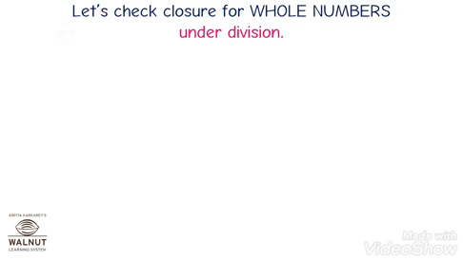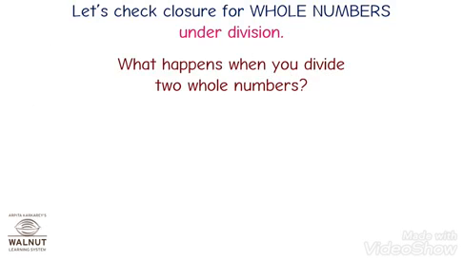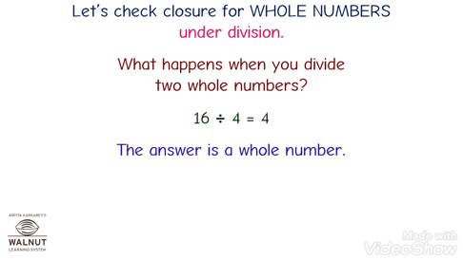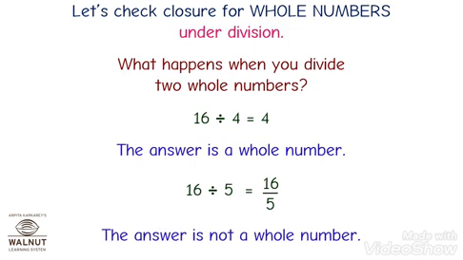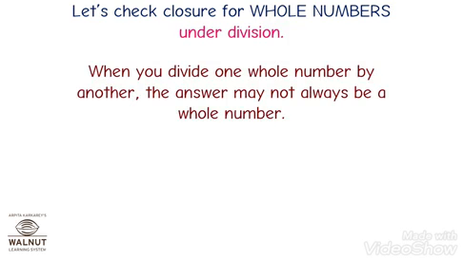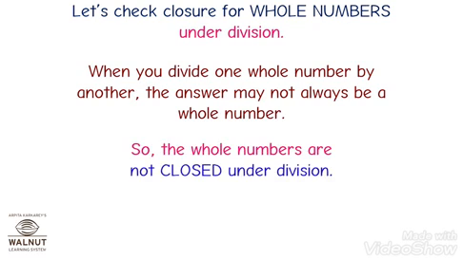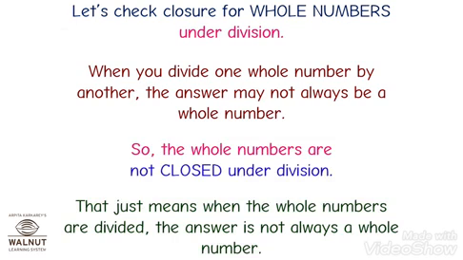Let's check closure for whole numbers under division. What happens when you divide two whole numbers? 16 divided by 4 is equal to 4. The answer is a whole number. 16 divided by 5 is equal to 16 upon 5. The answer is not a whole number. When you divide one whole number by another, the answer may not always be a whole number. So, the whole numbers are not closed under division. That just means when the whole numbers are divided, the answer is not always a whole number.